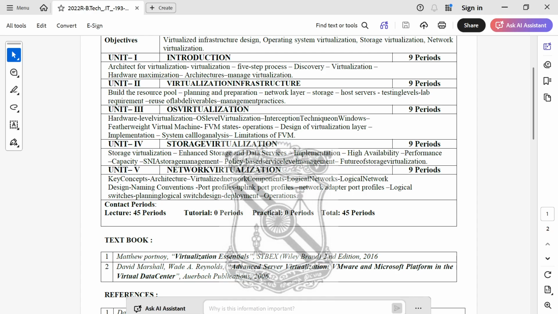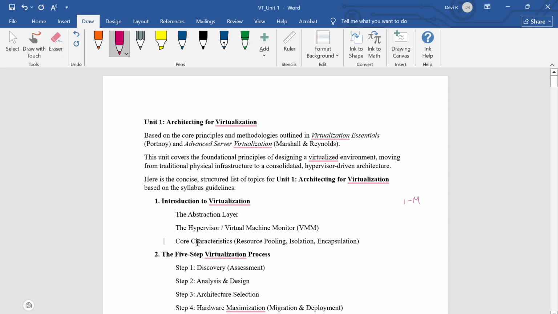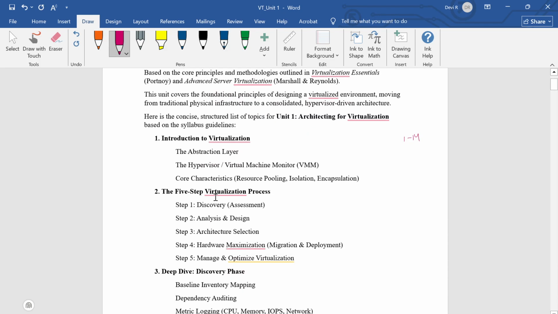Okay, now let's move on to the first unit of virtualization technique. In this unit, the index part is organized as follows: we are going to discuss the key terms that are used in virtualization, followed by the content available in the unit. This unit covers the foundational principles of designing a virtualized environment, moving from traditional physical infrastructure to a consolidated hypervisor-driven architecture. So here is the concise structured list of topics for this Unit 1.